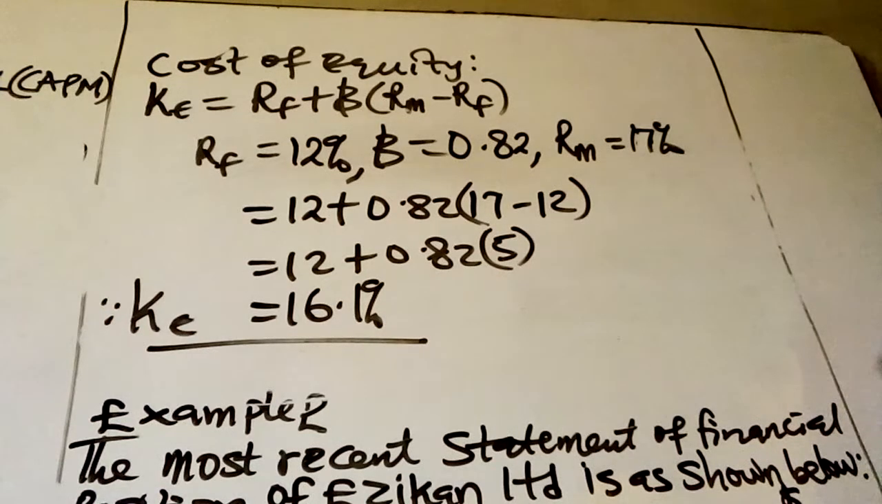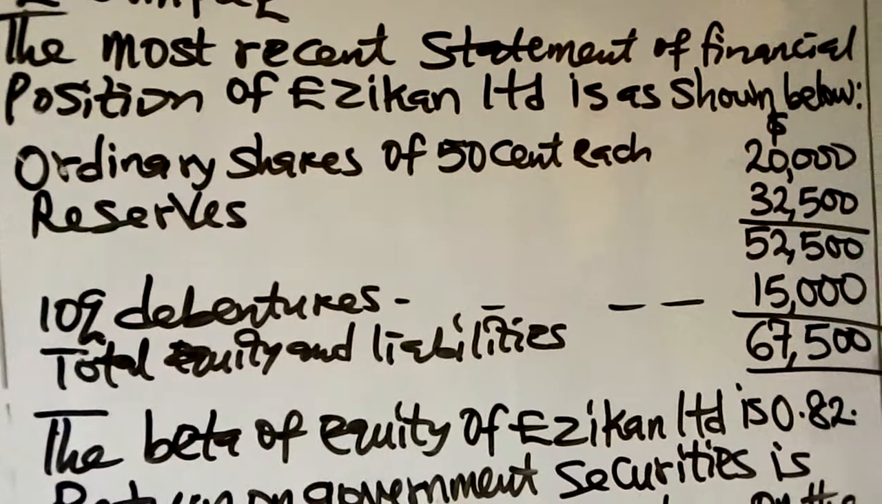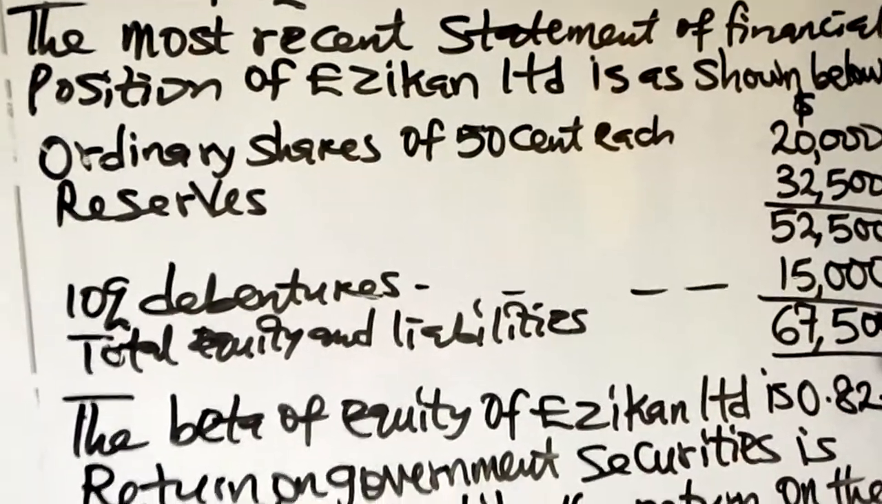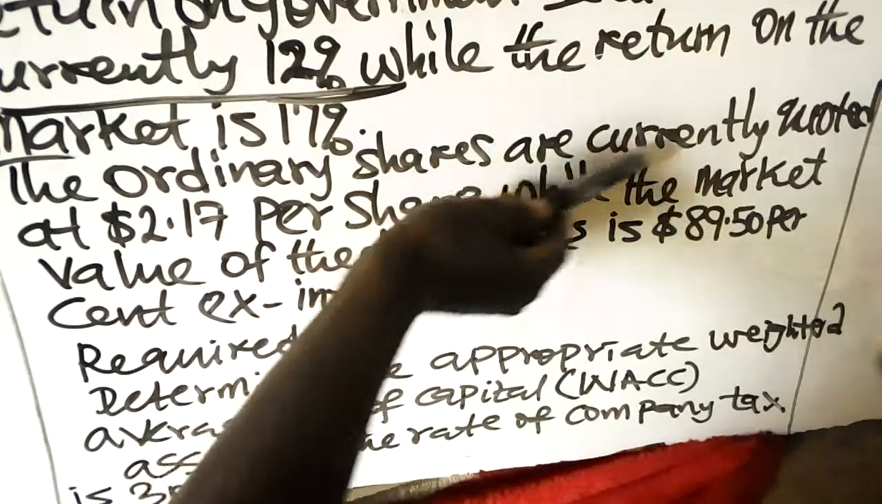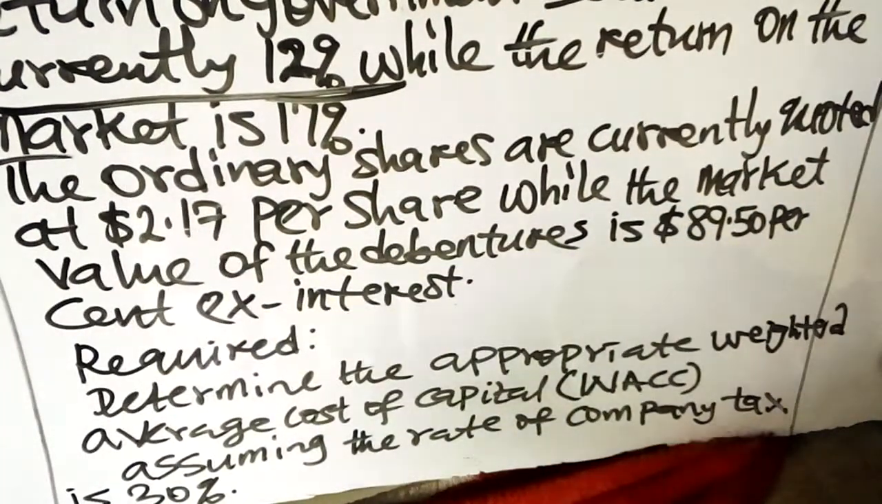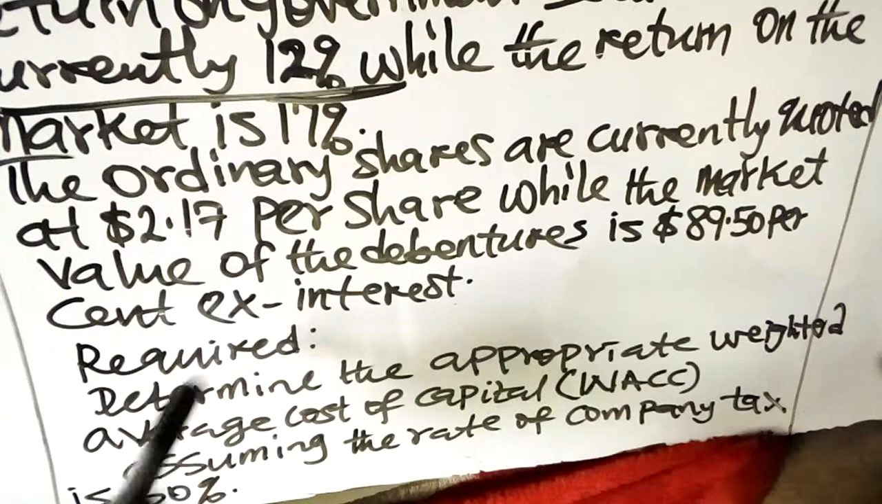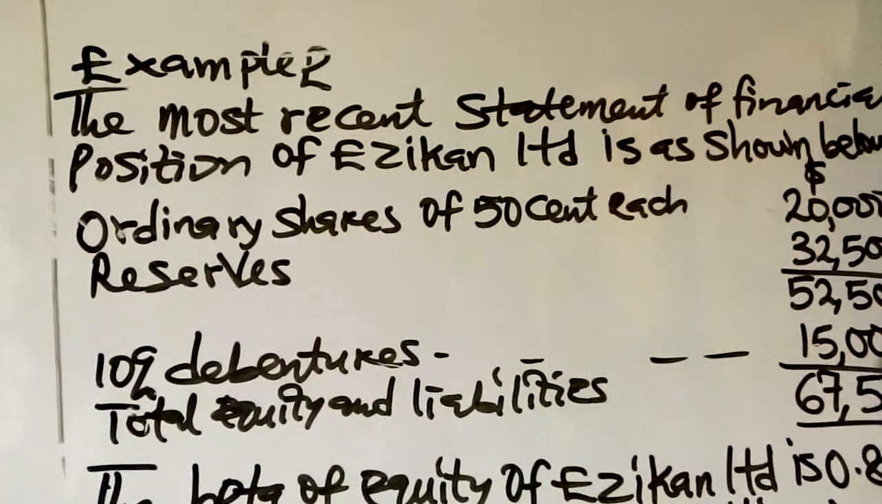Then we want to obtain the cost of debenture. Since debenture is the second form of capital of Ezikan Limited, we have 10% debentures, which is 15,000. And you were told that the ordinary shares are currently quoted at this market value per share, while the market value of debenture is 89.50% ex interest. So the market value of debenture is 89.5. Then if you look at the debenture, the interest rate is 10%.